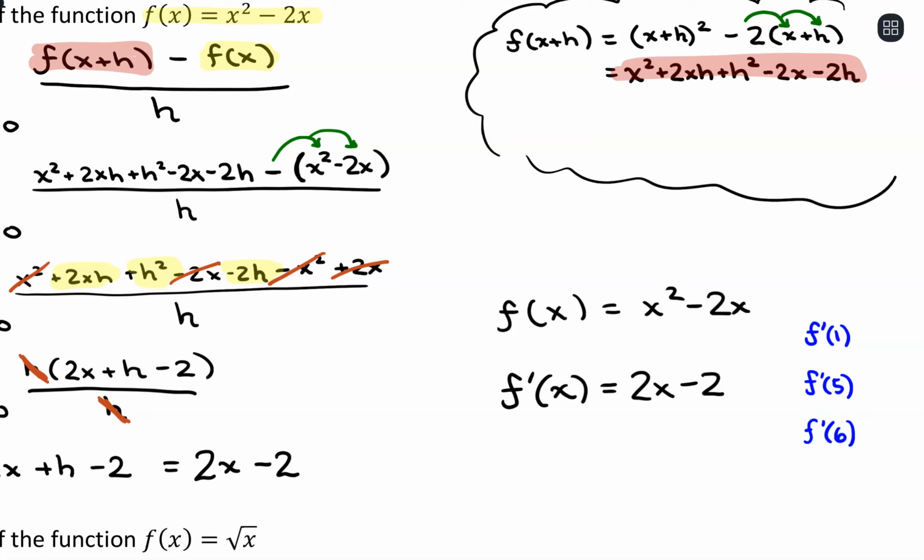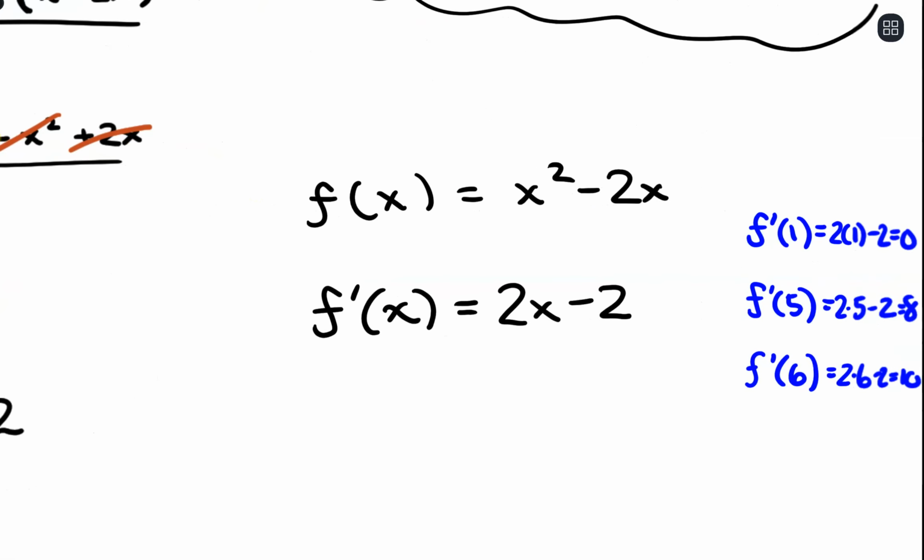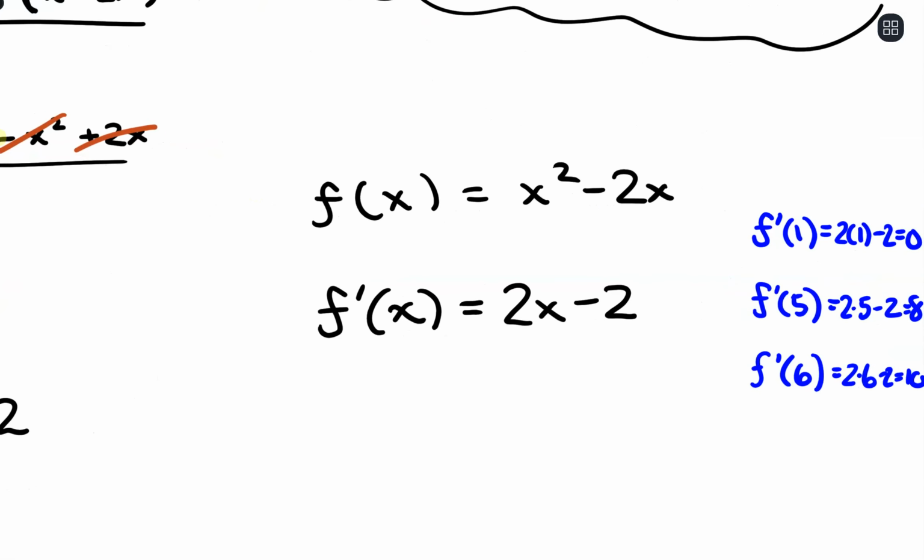But here we could just use the difference quotient once and end up with this function to describe all derivatives. So then what we can do is use this function 2x minus 2 to evaluate. If we wanted f prime of 1, that would be 2 times 1 minus 2, which is 0. And if we wanted f prime of 5, 2 times 5 minus 2, which is 8. And 2 times 6 minus 2, which is 10. So we can start calculating all of these slopes of the different tangent lines at different points just by having this derivative function right here.